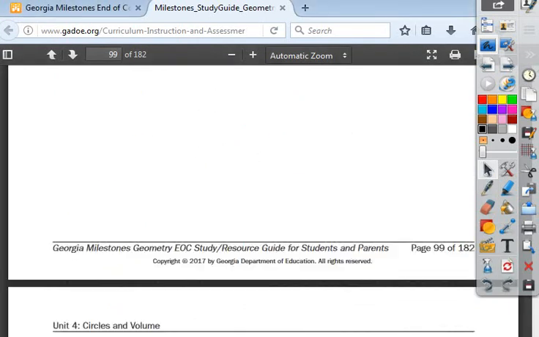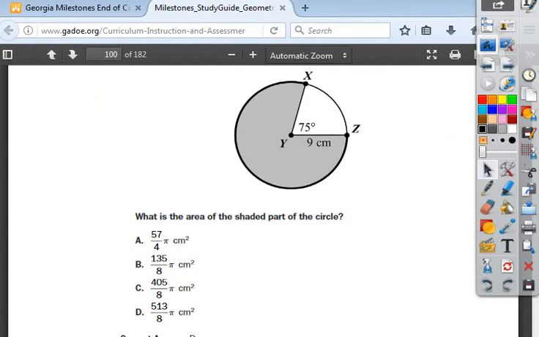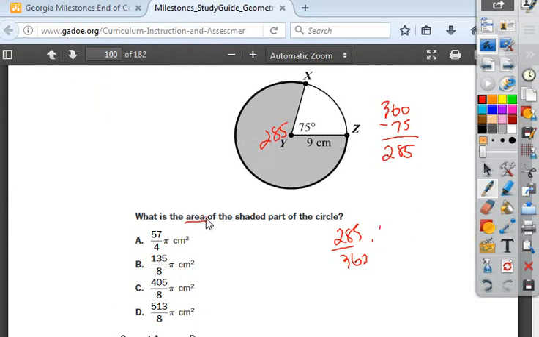All right, it says, what is the area of the shaded part? So what would I need to do? What's my degree? It is not 75. Do 360 minus 75 first. That would be 285. So there's the number that I need to use. Why do I use the 285? It's asking me for the shaded part. The shaded part has that big angle. So then I would say 285 over 360 times pi r squared, because it's talking about area.